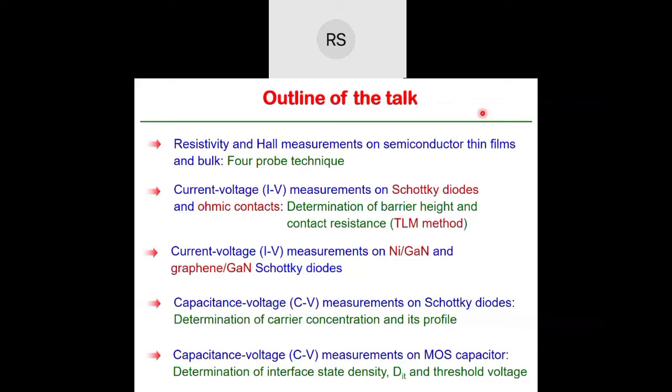And in between, I will give some useful tips also, that when you are characterizing electrically the semiconductor materials and devices, what are the common mistakes which sometimes experimentalists do, and how you can get more reliable data and more reliable results, and its analysis also. So I will be talking about the resistivity and Hall measurements on semiconductor thin films, as well as in the bulk material. I hope I am clearly audible.